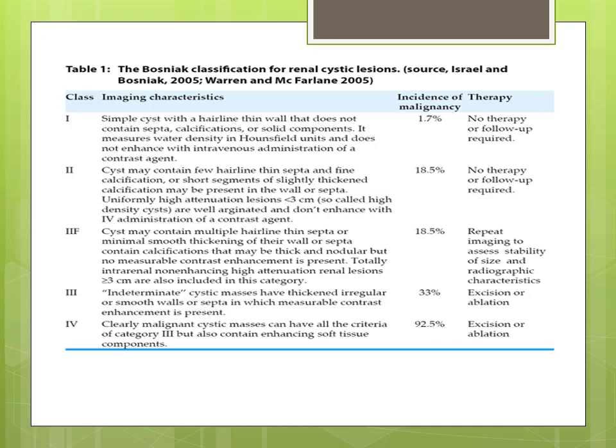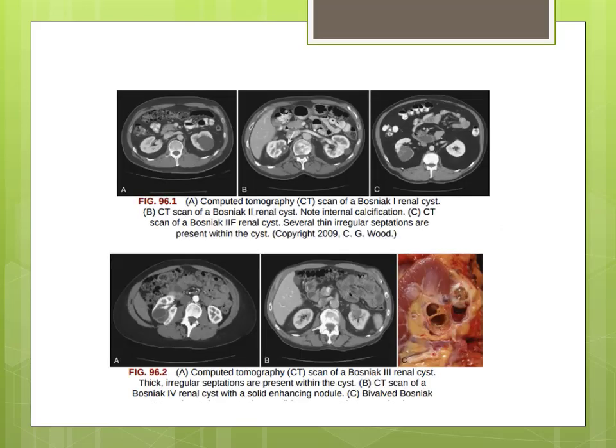Class 2F cysts may contain multiple hairline thin septa and minimal smooth thickening of their wall, and also do not show any contrast enhancement. But the incidence of malignancy is 18.5%, and in a 2F cyst, repeat imaging is advised to assess for increase in size and change of radiographic characteristics. This is the Bosniak class 2F cyst, and you can see there are multiple septa and a thick wall.